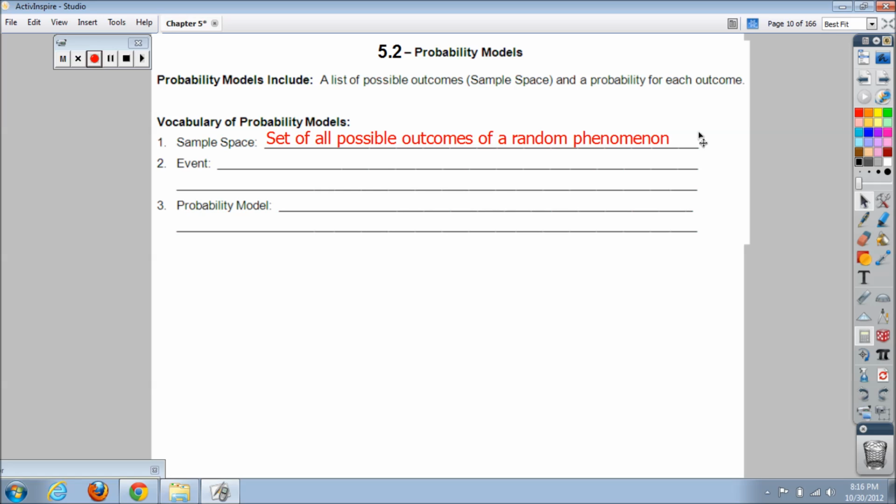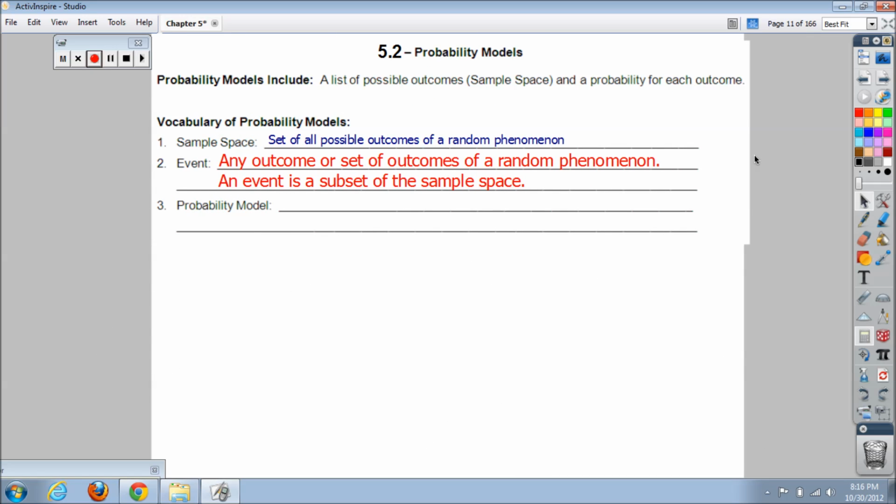Another random phenomenon could be your random number table. It could be a variety of things that are truly random. And all the different outcomes that you could get from your random whatever it may be makes up your sample space.